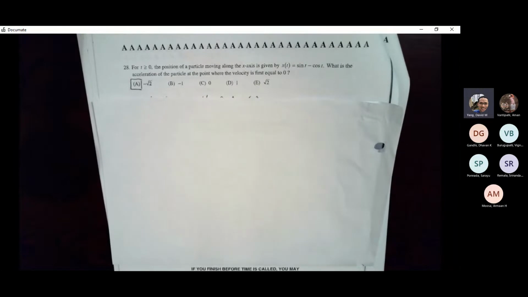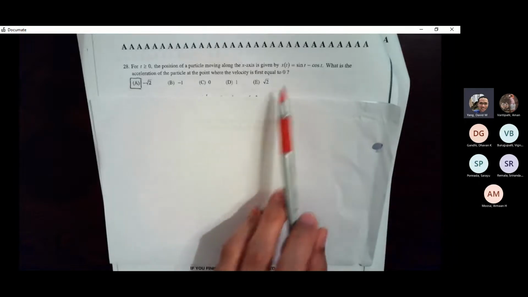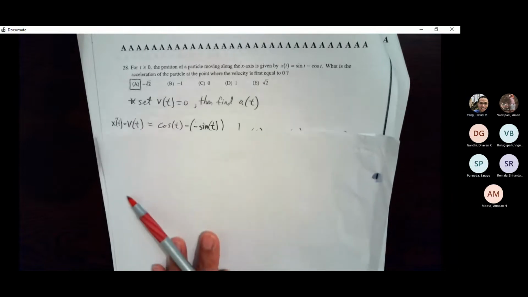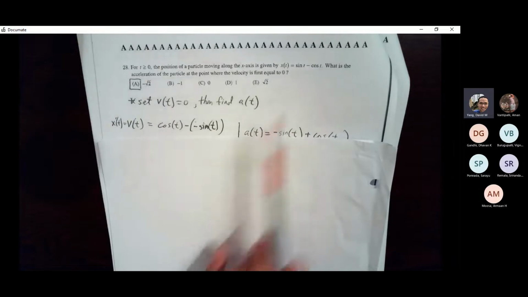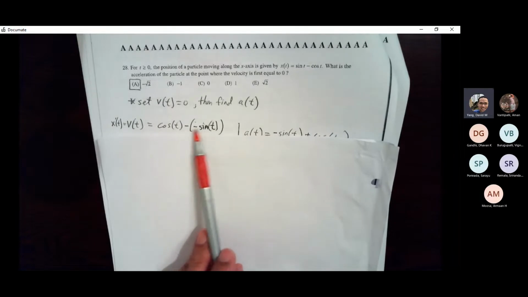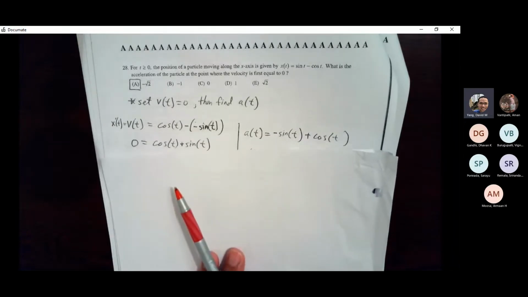Okay, for t greater than or equal to 0, the position of the particle moving along the x-axis is given by x of t. What's the acceleration of the particle? So that means I have to make my way down to the second derivative, position to velocity, and from velocity to acceleration. So v of t: sine becomes cosine, cosine becomes negative sine, but the two negatives cancel out.